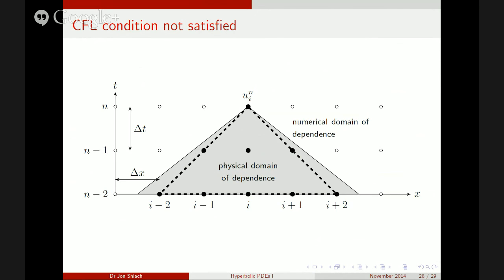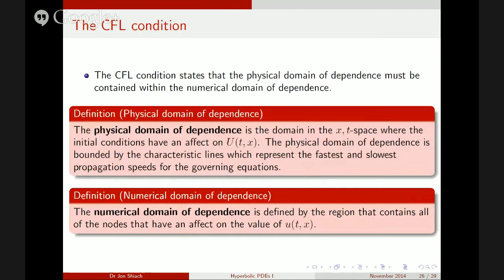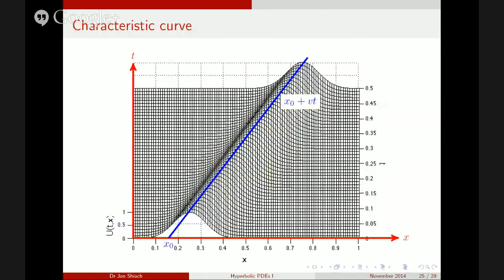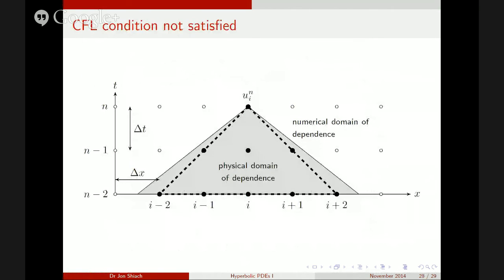When it's not satisfied is when this occurs. Again, we've got a very similar diagram. Here, we've got points which exist outside of the numerical domain, which should have an effect on that point, but because they're outside, they can't be captured by our scheme. Usually this happens when we've got very fast moving waves. These are characteristic lines. If I go back about 4 slides, that characteristic line, this blue line, lines of those types are the boundary of the physical domain. This is when it's not satisfied.